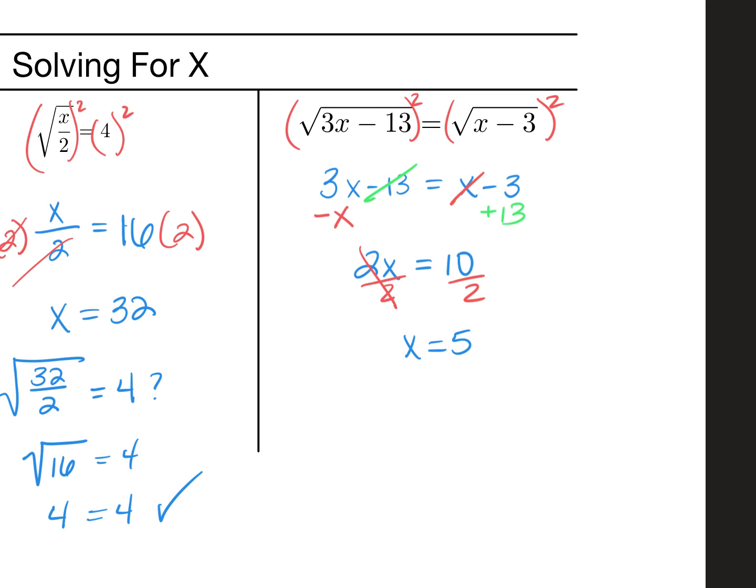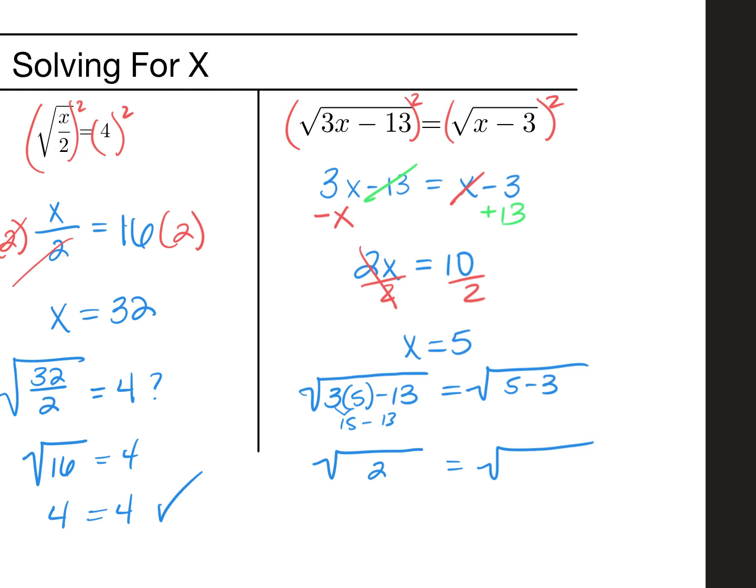So double checking my answer, square root of 3 times 5 minus 13, does it equal the square root of 5 minus 3? So this ends up being 15 minus 13, which is going to be the square root of 2. Looking at the other side, 5 minus 3, that's also the square root of 2. No need to actually put that in the calculator. Square root of 2 obviously equals the square root of 2. Therefore, I know that 5 is the correct answer.